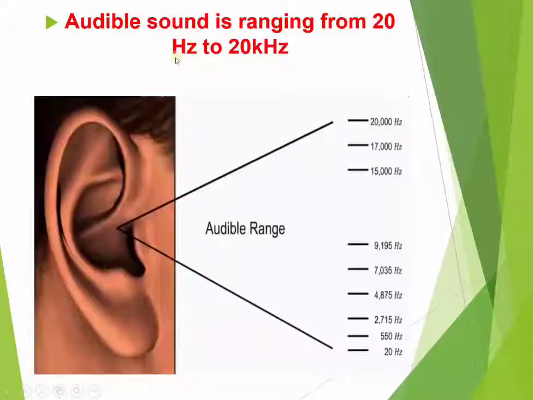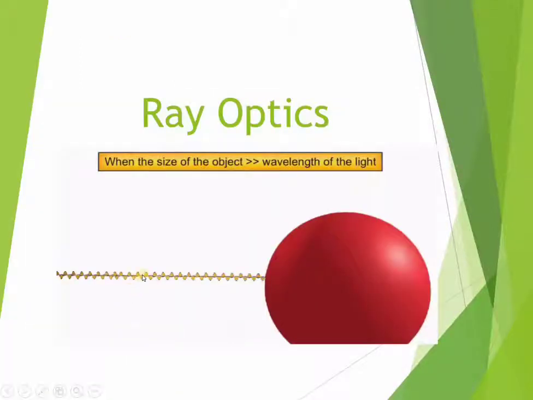You have studied about the audible range of sound. The human ear is capable of hearing from 20 to 20,000 hertz. That is known as audible range. Very similarly, the human eye is capable of seeing up to a particular frequency. So there is a frequency range. That range is called visible range, and only the visible radiations the human eye can see.